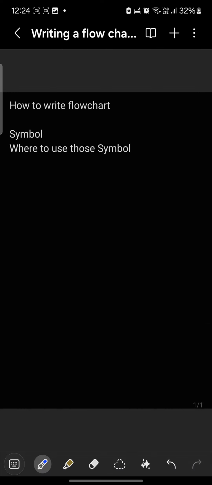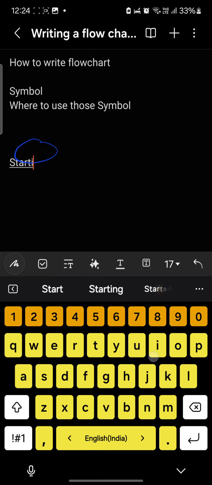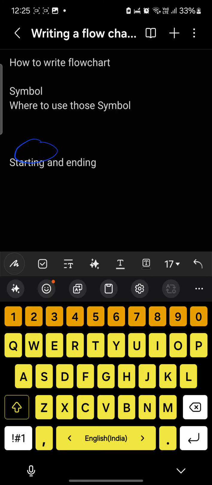The first symbol is your oval symbol. Okay, this oval symbol is used for starting as well as ending. Start and end, we are going to use the oval symbol.